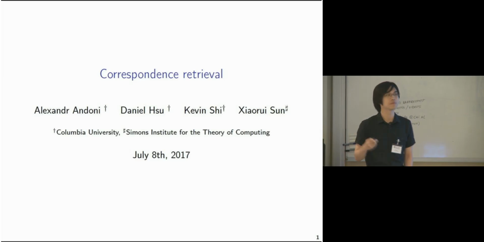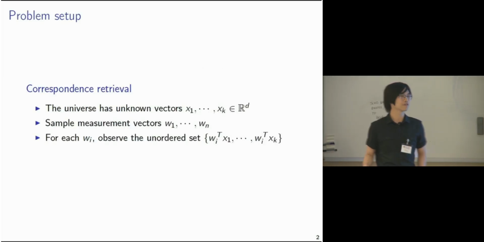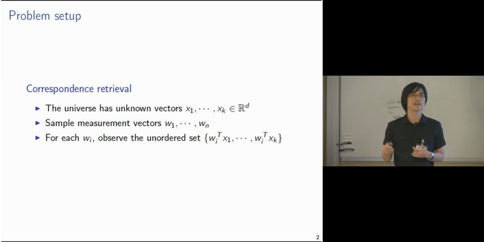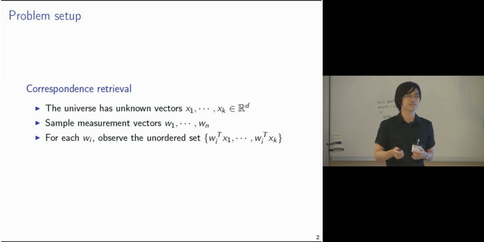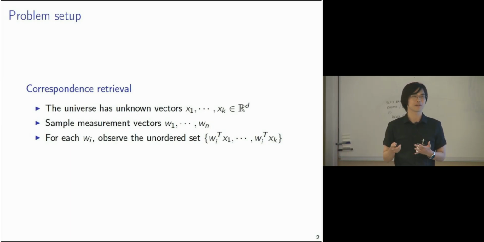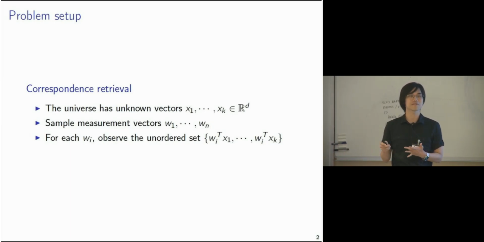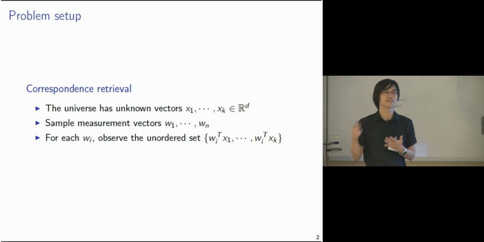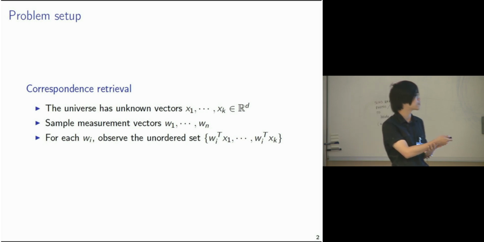So in this talk, we'll be looking at the following problem that we call correspondence retrieval. The learning problem is the following. Let's suppose you have k unknown vectors in d-dimensional space that you want to recover. But we have the following non-standard observation model. You pick a measurement vector, and then you apply this measurement vector to each hidden vector and observe a linear measurement from that. But you observe this entire set of k measurements as one single unordered set.